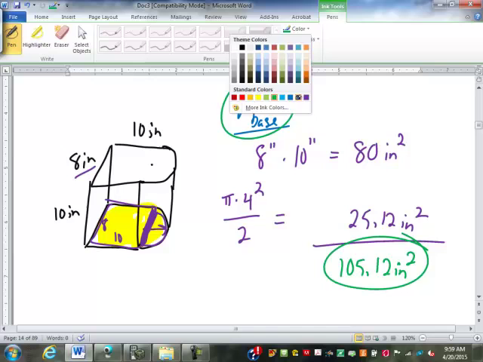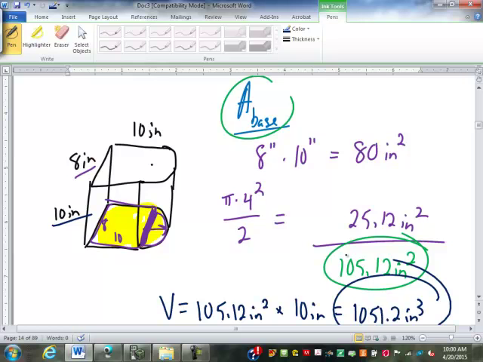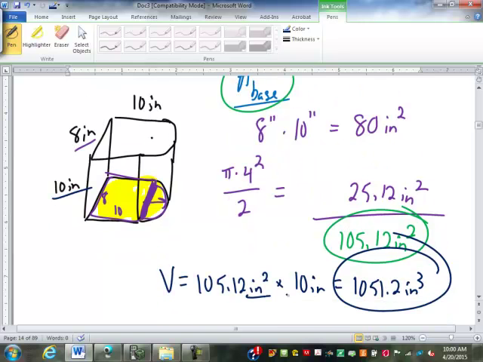So now the volume is simply 105.12 square inches times a height of 10 inches. So 1,051.2 inches cubed. See how easy it is to find volume with that definition? Because inches squared times inches is inches cubed. And volume is always inches cubed.